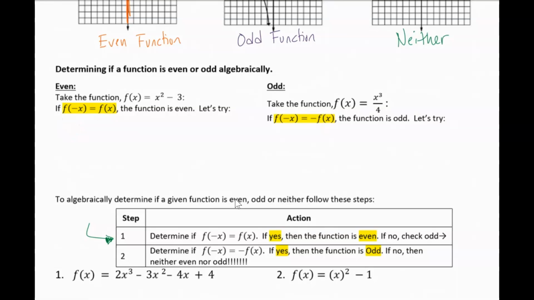So let's do it. I need to figure out what negating the x does. Or in other words, wherever I see an x in my original function, I substitute in negative x. Like that.